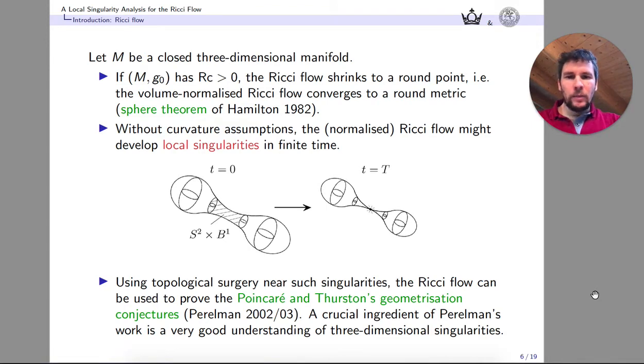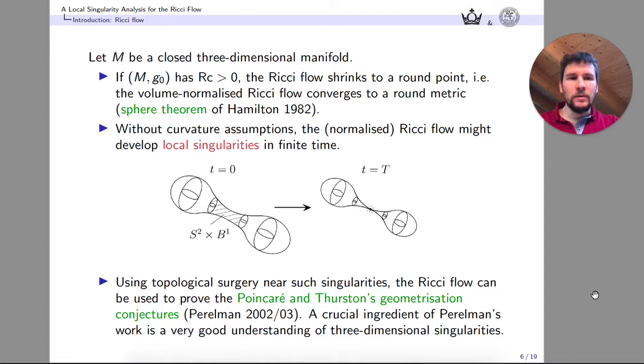Using a topological surgery reconstruction in this case, Perelman managed to prove both the Poincaré and Thurston's geometrization conjecture, and a crucial ingredient was understanding exactly this type of local singularities. These local singularities, as in the picture, are usually called neck pinch singularities of the Ricci flow.